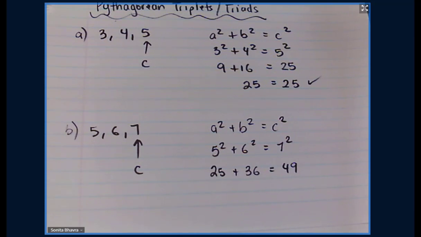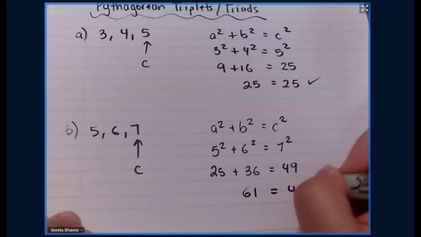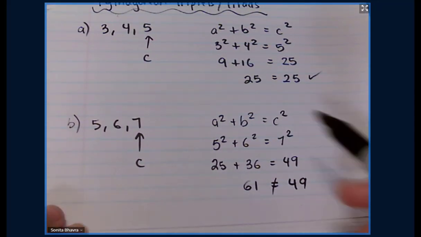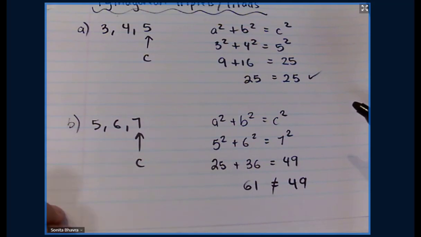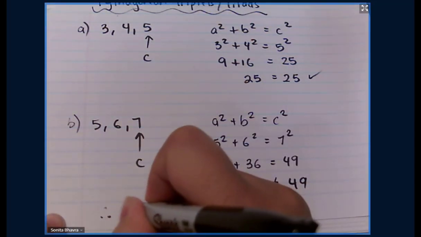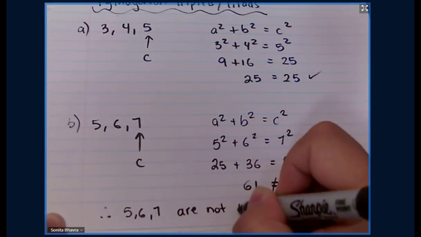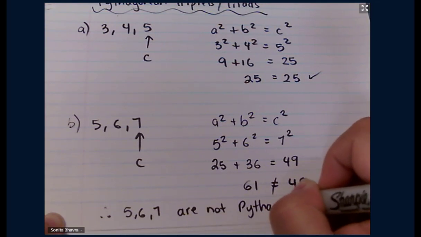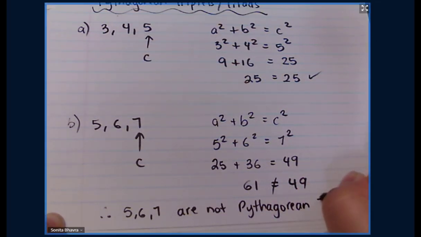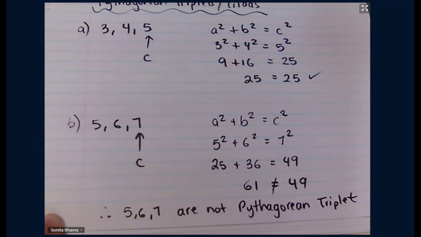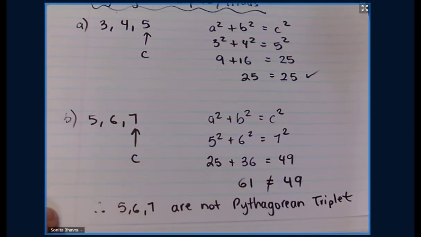25 plus 36 is equal to 61. So 61 does not equal 49. All right, so therefore the numbers 5, 6, and 7 are not a Pythagorean triplet.